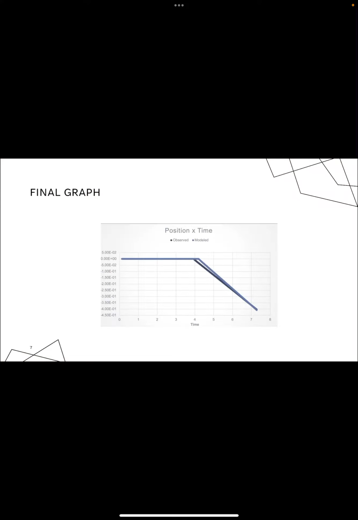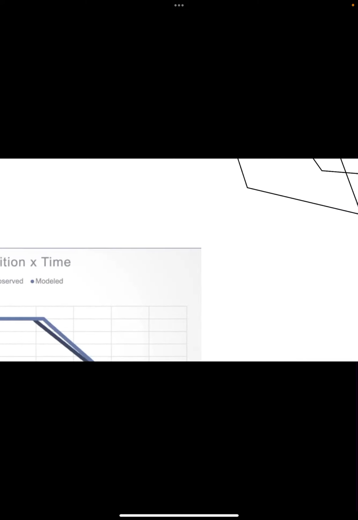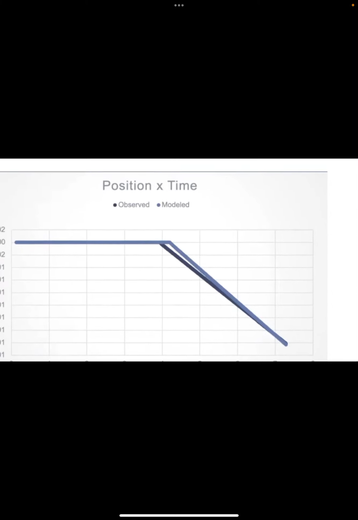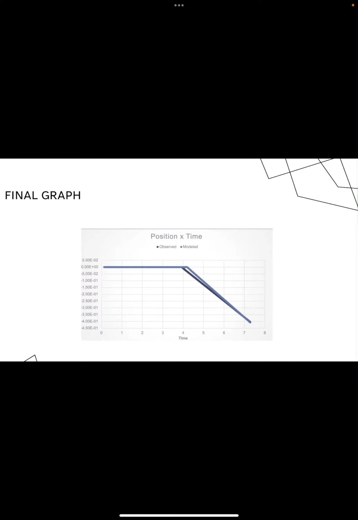This is the graph I got in Excel when comparing the experimental results from Tracker and the computational results from GlowScript. As you can see, the observed or experimental is in the dark blue, and the modeled or computational model is in the light blue. These do not perfectly align, however, they are pretty close, meaning that the computational model probably well fits what actually happened.